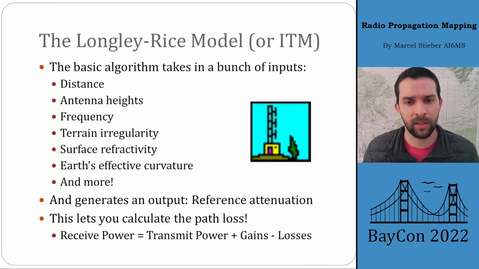So if we go to a really basic path loss calculation, your receive power is your transmit power, adding any gains like antenna gains or amplifiers, and removing any losses like your reference attenuation or other signal or cable losses.